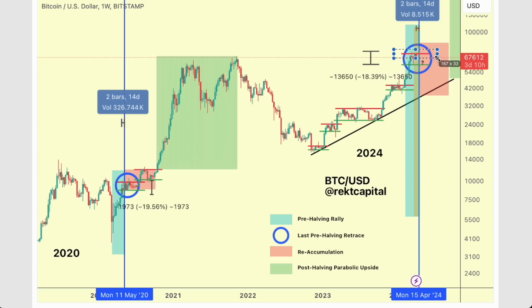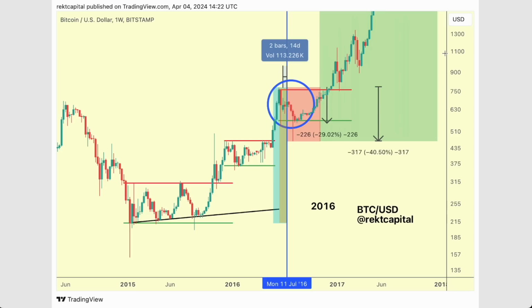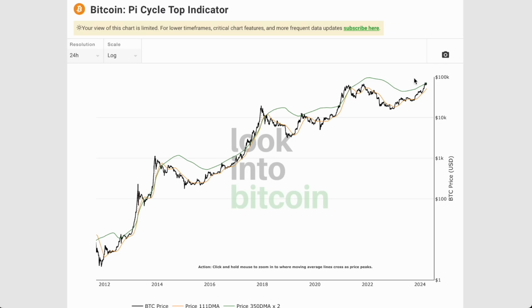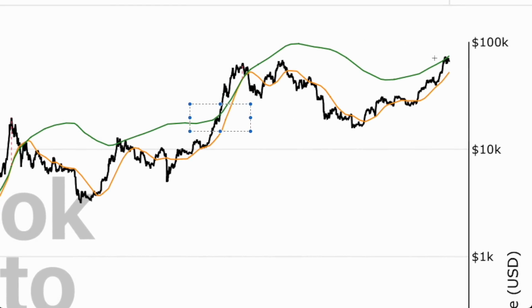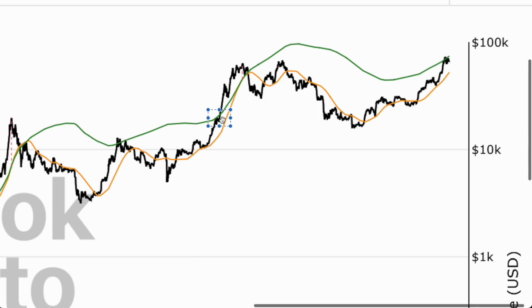So the fact that we have this reaccumulation range high already in the books is in large part down to the Pi cycle top indicator. This is the 350-day moving average multiplied by 2, this green moving average. And if you look across time, even in as early as the previous cycle, you can see that this is just reaccumulation at those highs, rejection here. And so the fact that we're seeing that right now isn't out of the ordinary.